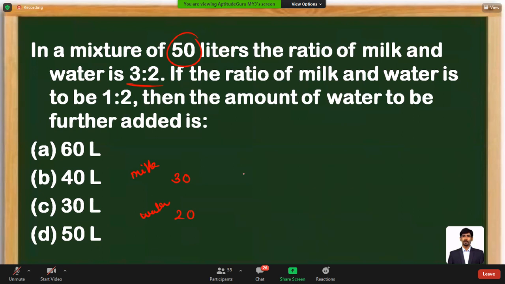The ratio of milk and water should be 1:2. How much water needs to be added? Milk is 30 as it is. How much more water do we have to add so that the ratio is 1:2? Equal to 20 plus x. From this, the x value is going to be 40.